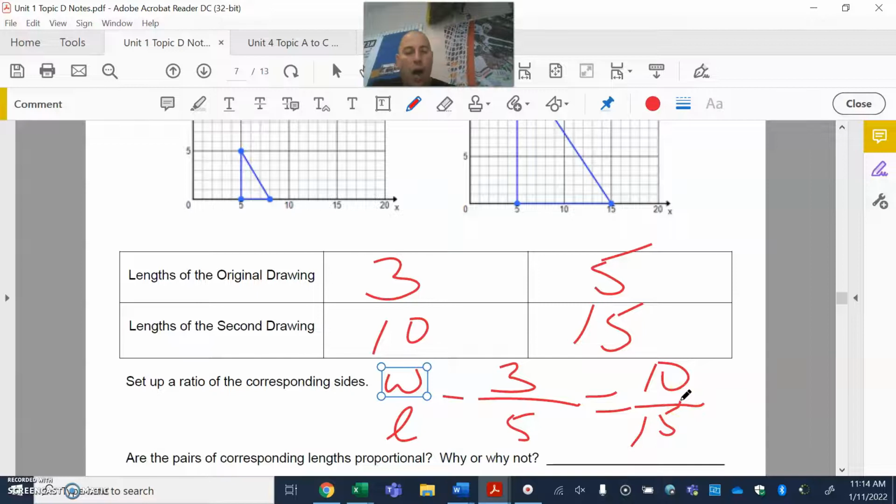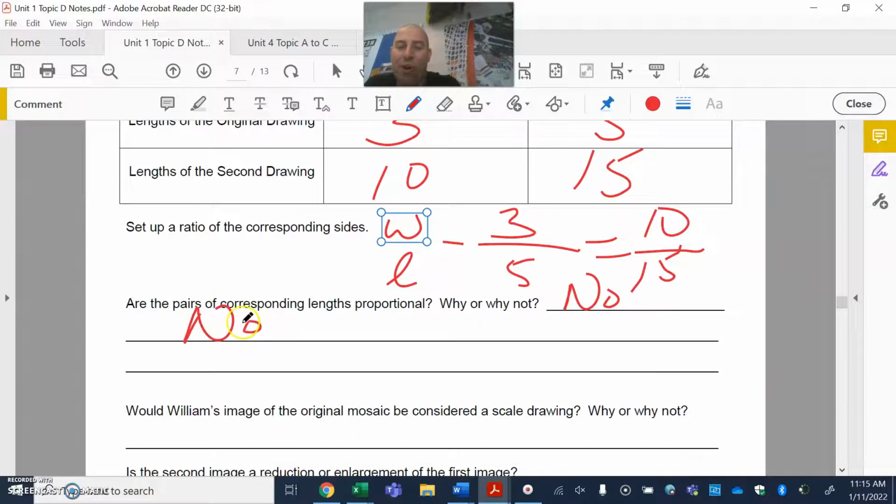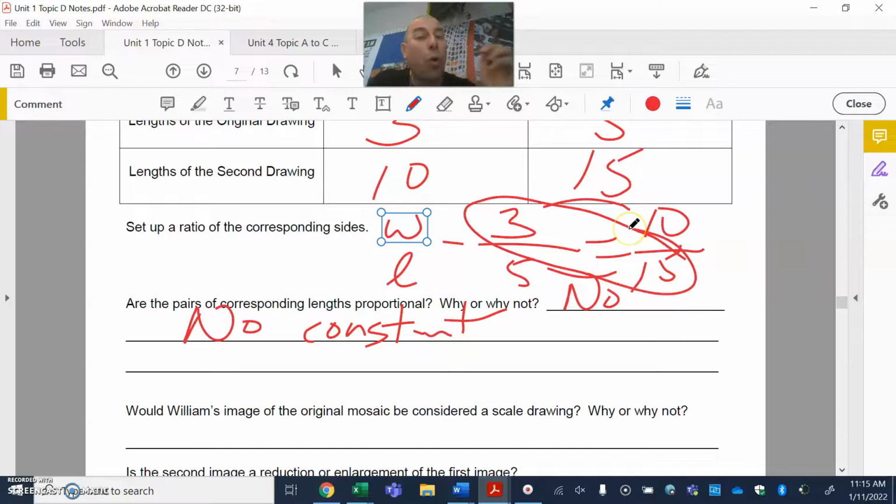So, are the corresponding lengths proportional? And here we're going to say a flat out, no, they're not. All right. Now, how do we know that? Well, like before, we know constants. So remember, proportional, you're going to need a constant. I can look at it as, hey, I multiply by a 3, but I don't multiply by a 3 up here. I could do my cross products. 15 times 3 is a 45, but 5 times 10 is a 50. So yeah, we're not there.